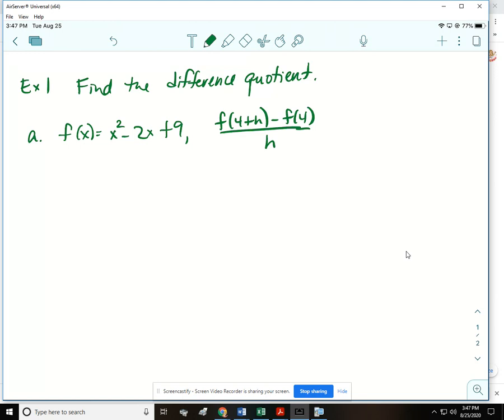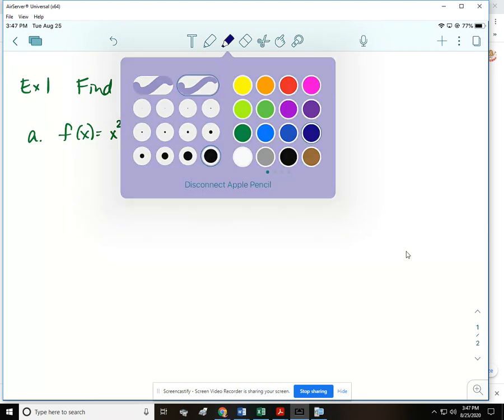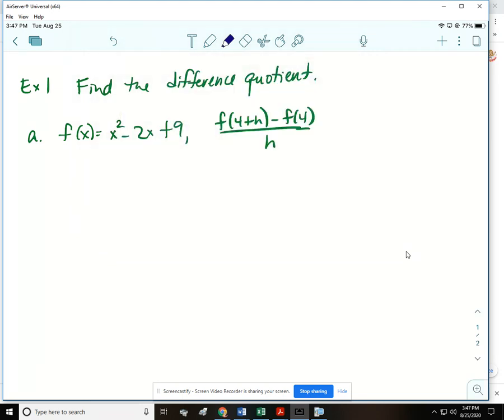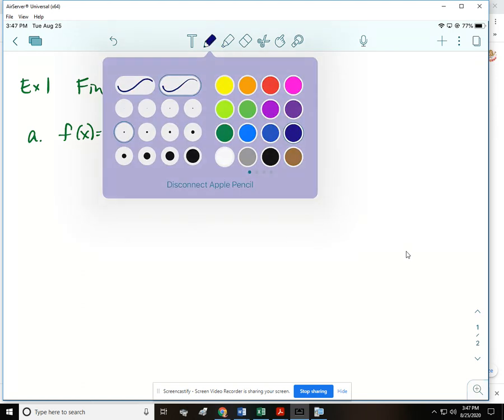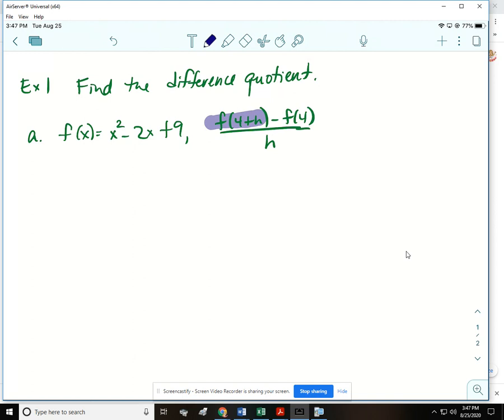Alright, so I am going to highlight, I'll just use this color. You can use whatever one of your colors you have. I'm going to highlight this in purple, and I'm going to find it in purple. So f of 4 plus h. I'm going to come over and I'm going to have a work area. And I'm just going to find this and then I'm going to sub it in.